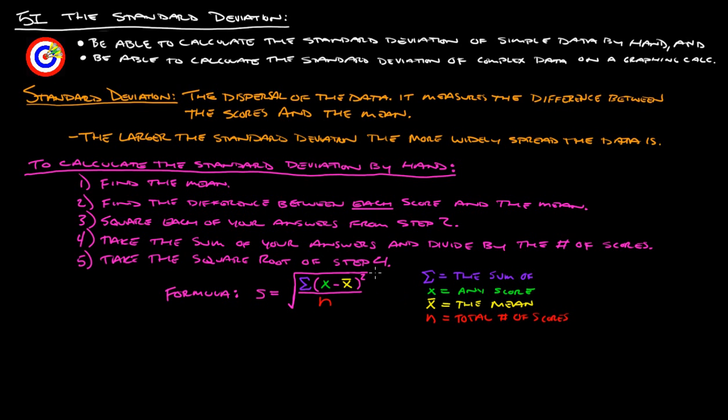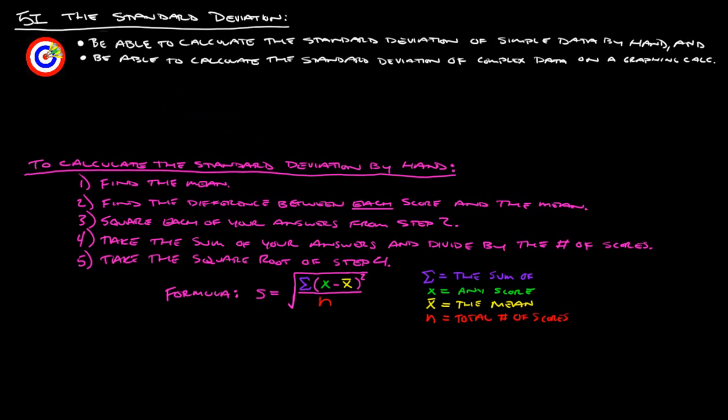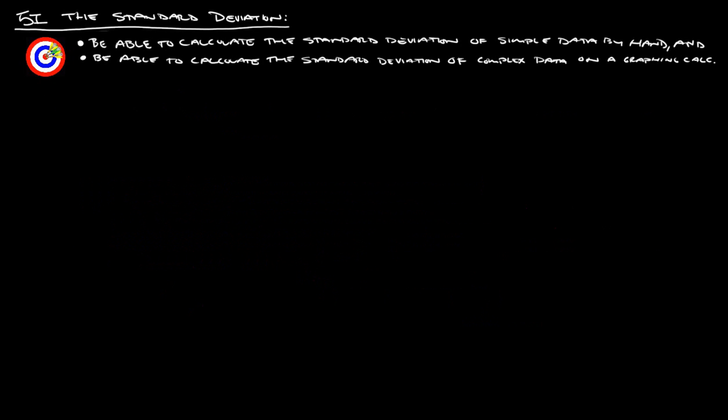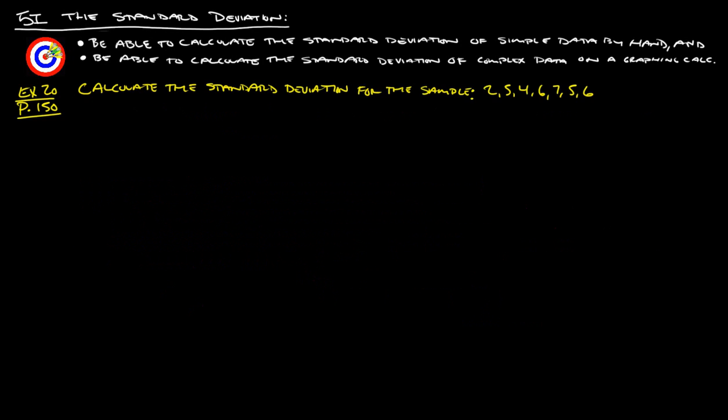And again, that looks confusing, and it really kind of is. So let's break it down into steps, and I think that will help out a lot, make it easier. So let's take a look at example 20 from page 150. It says calculate the standard deviation for the sample 2, 5, 4, 6, 7, 5, and 6.